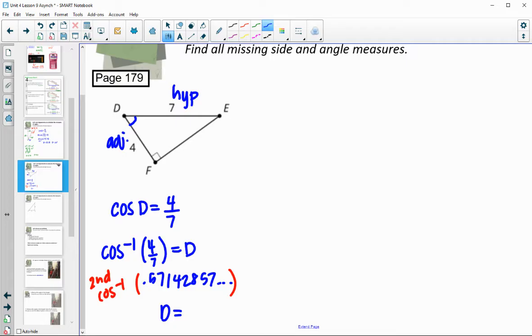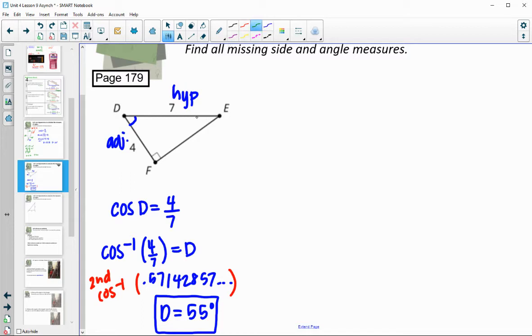And you should get 55.15 for this, so 55 degrees for angle D. So again, make sure you know how to type this in your calculator so that you're not getting it wrong just for not knowing how to type it in. And be sure to reach out if you are struggling with that.